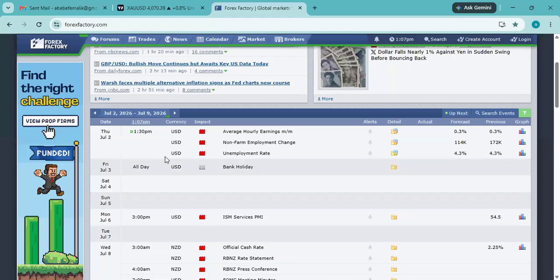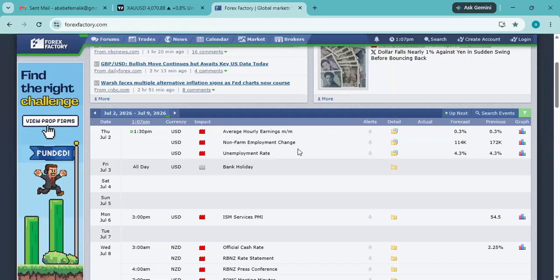NFP is meant to be on Fridays, but because there's a bank holiday tomorrow, that's why it's been pushed to Thursday today. I'm sure some people would have been so surprised when they heard me say we like to trade NFP with me today. I know, right? But this is the major reason why we're trading NFP today.